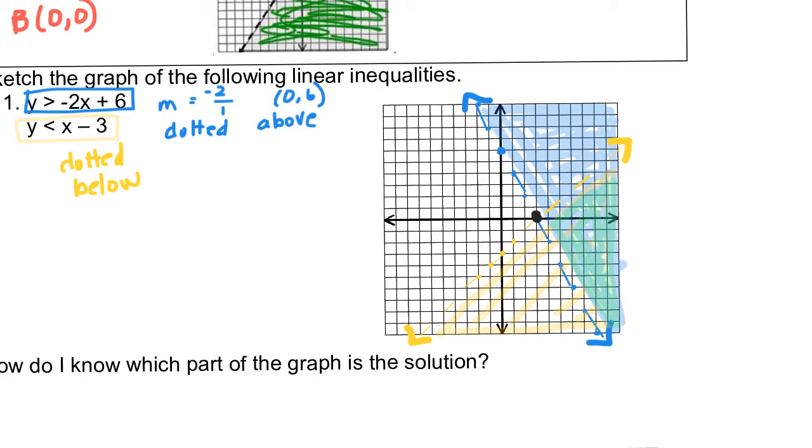When you have a system of inequalities, for a solution to be true, it must satisfy both inequalities. So in the blue section here, it is only satisfied by one inequality. The yellow section here, it only is satisfied by one inequality. However, in the green section, it satisfies both inequalities. So the green section is where the solution will be found.